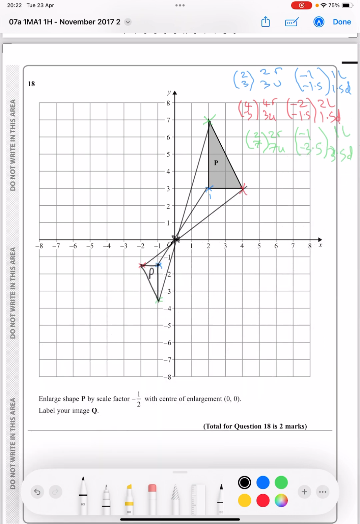And I can see that with a negative enlargement, we've always got a rotation. So P has rotated. I put P there, it should have been Q. And in this case, it's half the size. So it's a 180 degree rotation, half the size. I've got it in the right place.